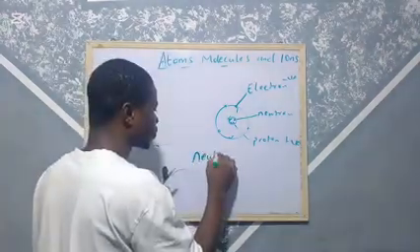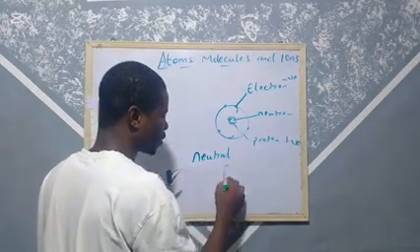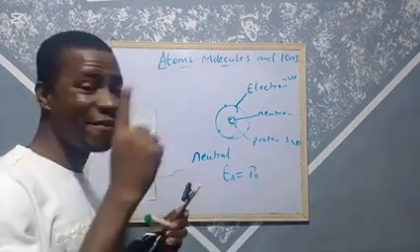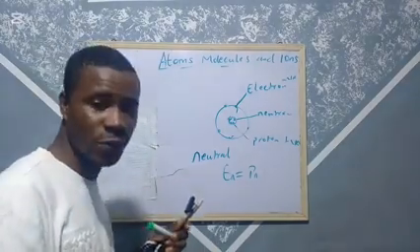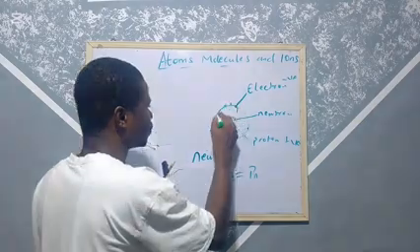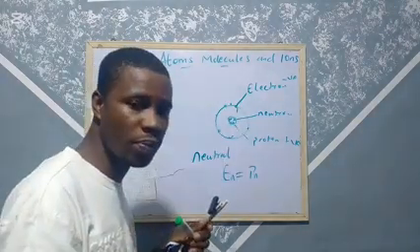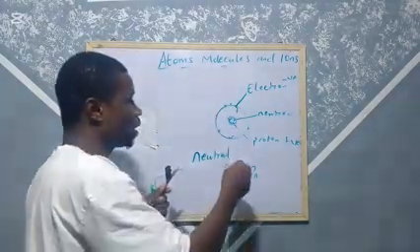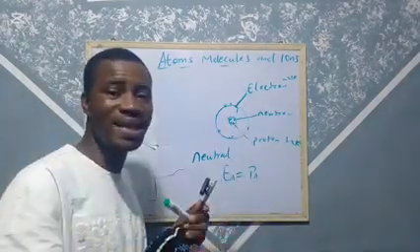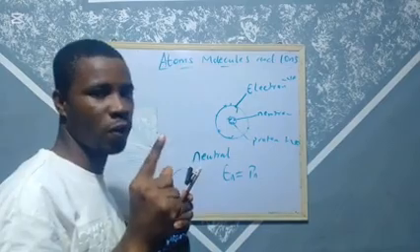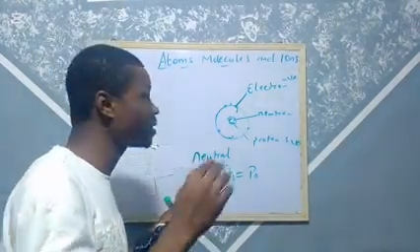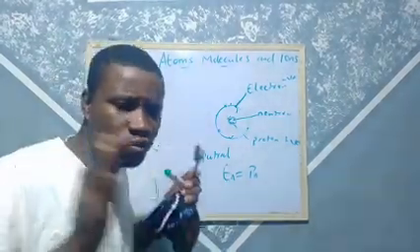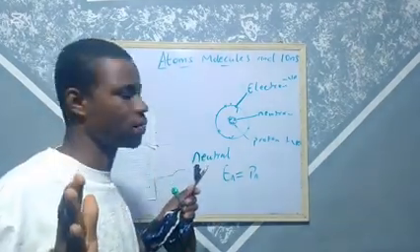Neutral atom, electron number equals what? Proton number. Please take note of this. For every neutral atom, the number of electrons revolving around the nucleus is equal to the number of protons. So if you have 6 electrons outside of this nucleus, and you also have 6 protons, it means that atom is what? It's neutral. It means the atom is not negatively charged. The atom is not what? Positively charged. It's just a neutral atom. It has no charge.